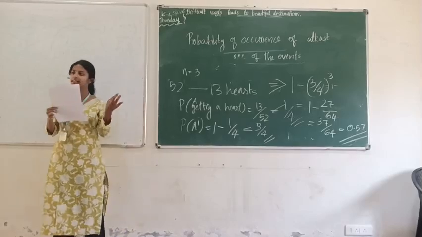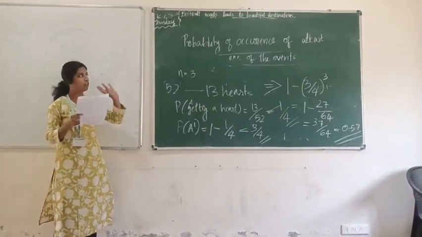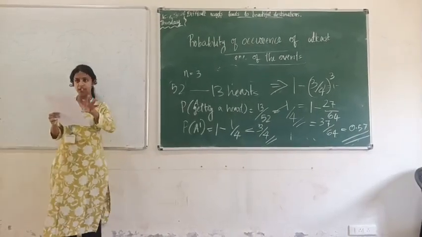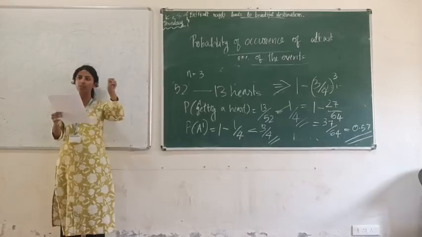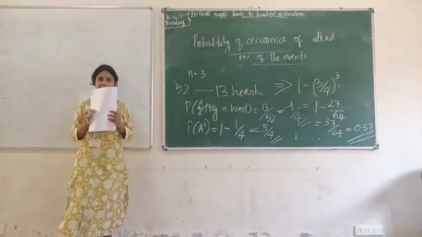Okay, so this is very simple. To find the probability of occurrence of at least one event, first we write the equation, then we find what is not happening, and we substitute their values into the equation. Thank you.